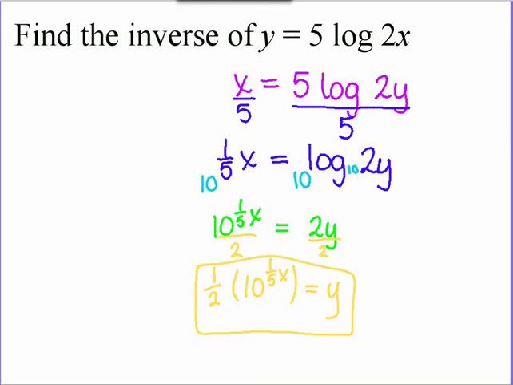Another way you might see that written is 0.5 times 10 to the 0.2x. And that would be fine as well. You see where the 0.5 came from and where the 0.2 comes from. That's an option too.